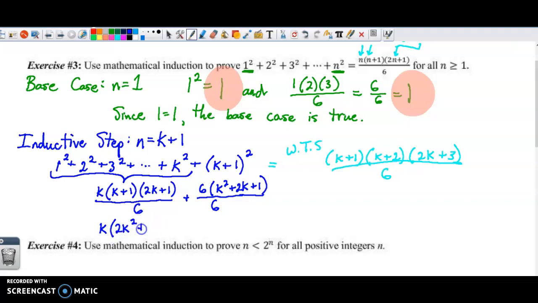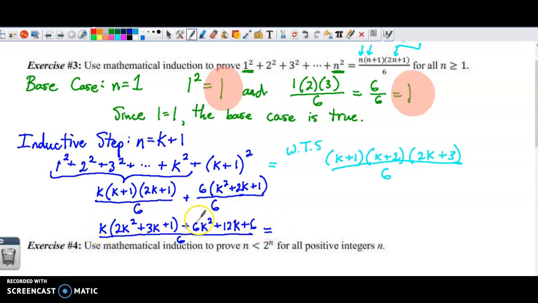2k squared plus 2k plus 3k. Sorry, 2k plus 1k is 3k plus 1. This will be all over 6 when I combine those same denominators. 6k squared plus 12k plus 6.